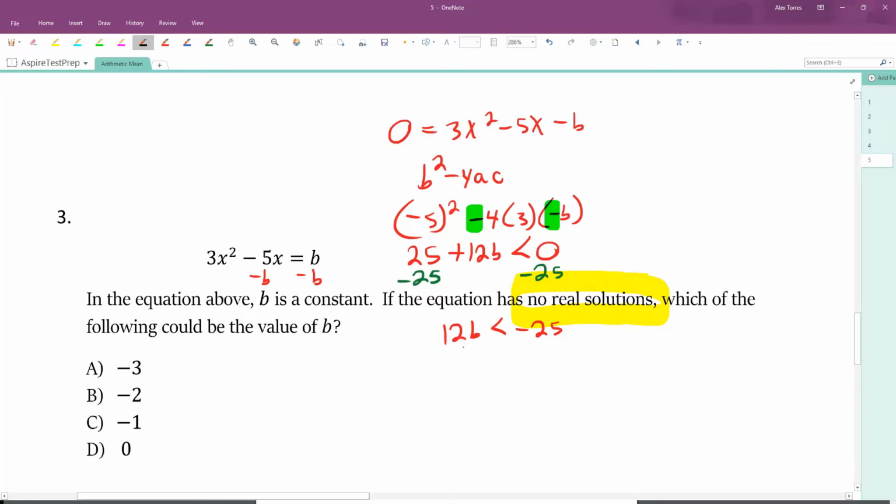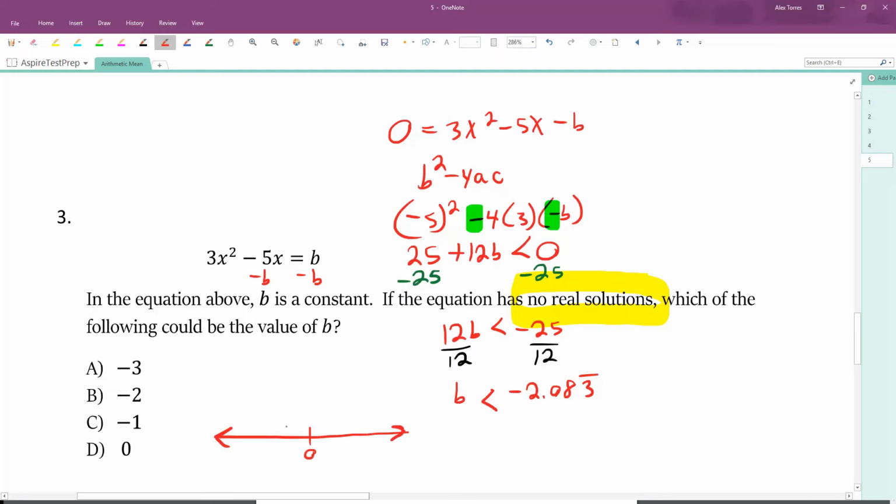Dividing by 12, b is less than negative 25 over 12, which is negative 2.083 repeated. So now, which of these answers could be b? On a number line, it has to be smaller than negative 2.083.